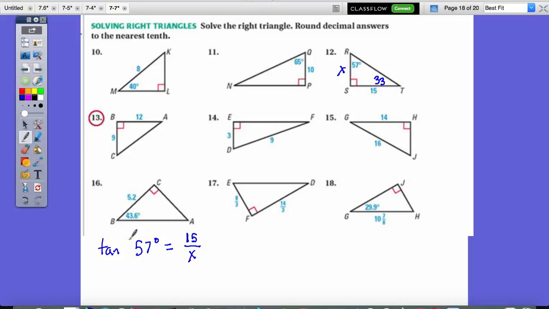Okay, the tangent of a 57-degree angle is 1.5399. Now I can just divide 15 divided by 1.5399 and I get 9.74. That's going to round to 9.7.